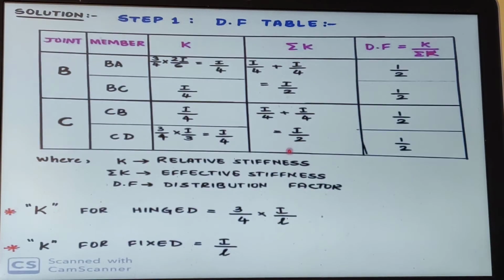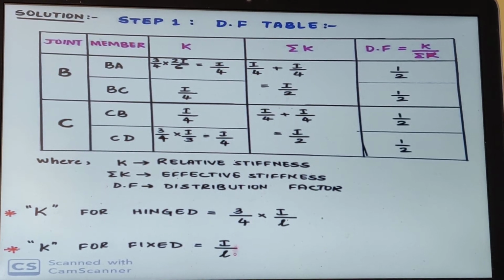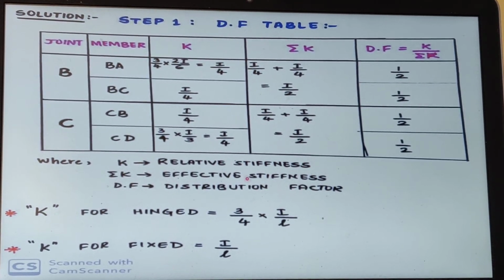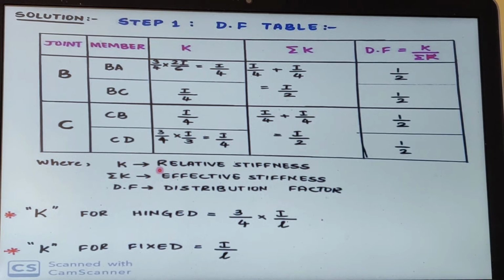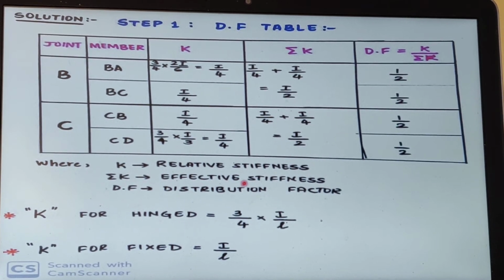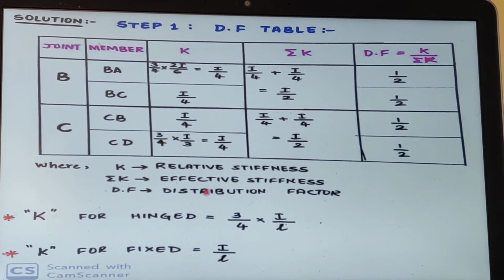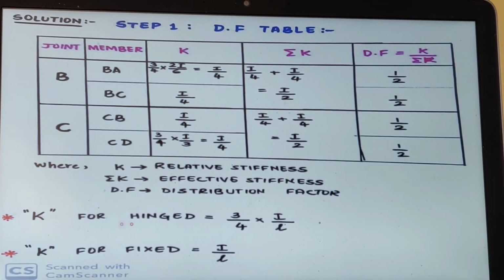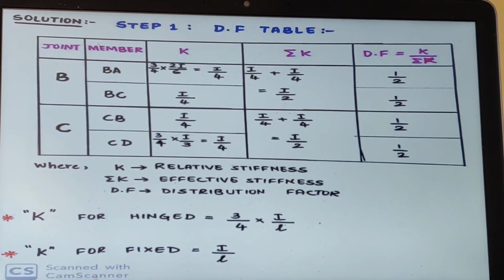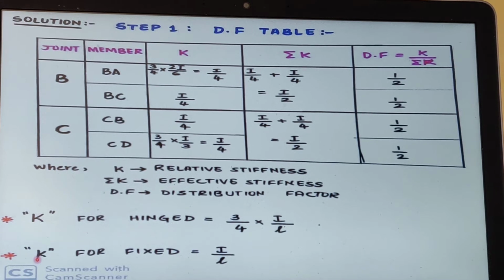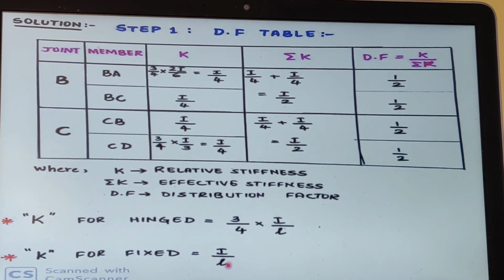Going to the first step, it involves the distribution table. For that you need to know the relative stiffness of that member, and then you have to know the effective stiffness at the joint and the distribution factor. So if the far end is hinged, K will be taken as 3/4 I by L, and if the far end is fixed, it will be considered as I by L.